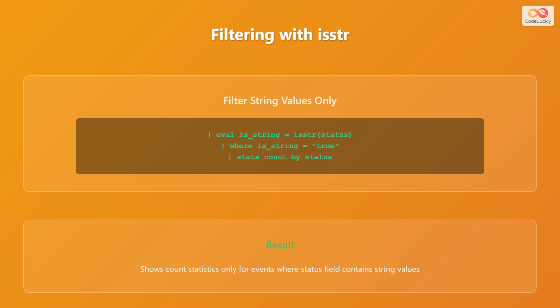This example demonstrates how to filter data using the isstr command. We first create a Boolean field called is_string that tests the status field. Then we use the where command to filter only events where is_string equals true. Finally, we use the stats command to count occurrences by status. This approach ensures our statistics only include events where the status field contains actual string values, providing cleaner and more reliable results.